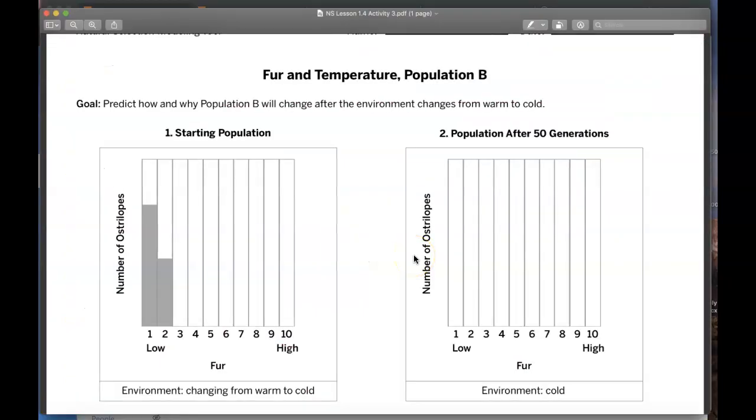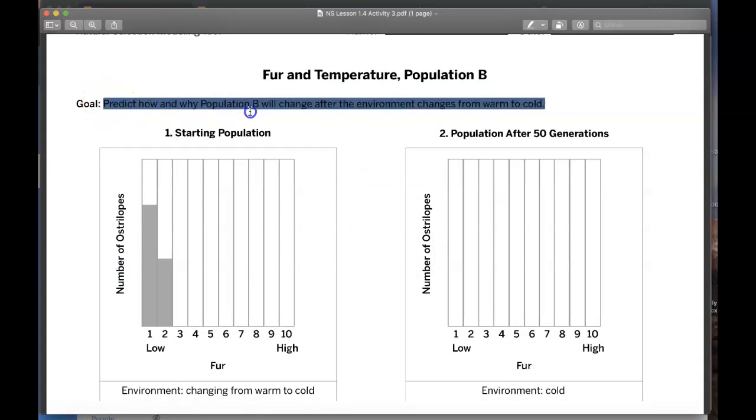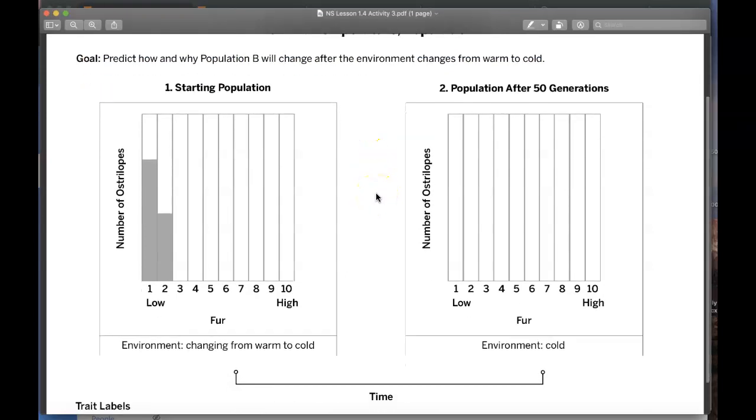So what you're going to do is predict how and why population B will change after the environment changes from warm to cold. So just like A, most of the australopes in population B have low fur level traits. There is much less variation than population A. There's only 2 different traits, so it's a low variation. And both population A and B are experiencing an environment changing from warm to cold. So you're just making a prediction.